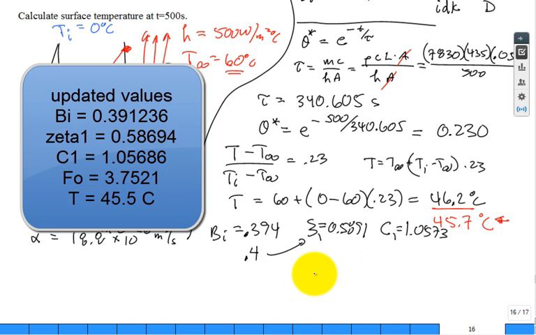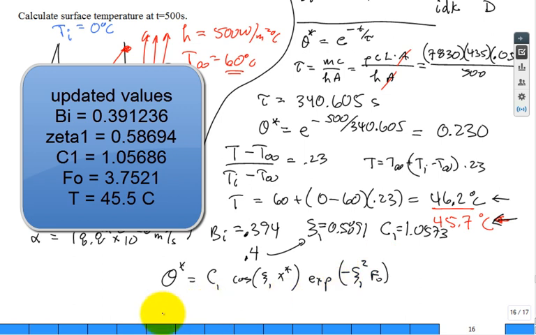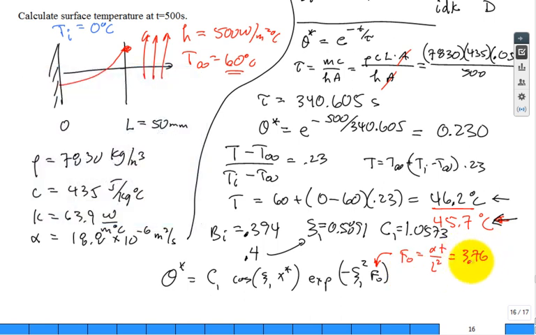Theta asterisk is equal to C1 times the cosine of zeta 1 times x asterisk, which is going to be 1 if you're looking for the surface temperature. And then you have exponential of minus zeta 1 squared times the Fourier number. So the only unknown is the Fourier number you have to compute, right? The Fourier number is alpha t divided by L squared. We had the 500 seconds. The Fourier number comes in at 3.76.